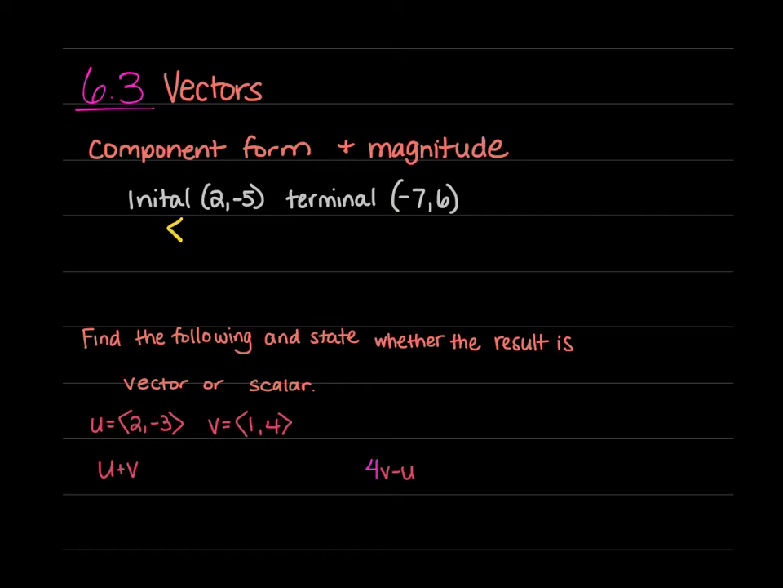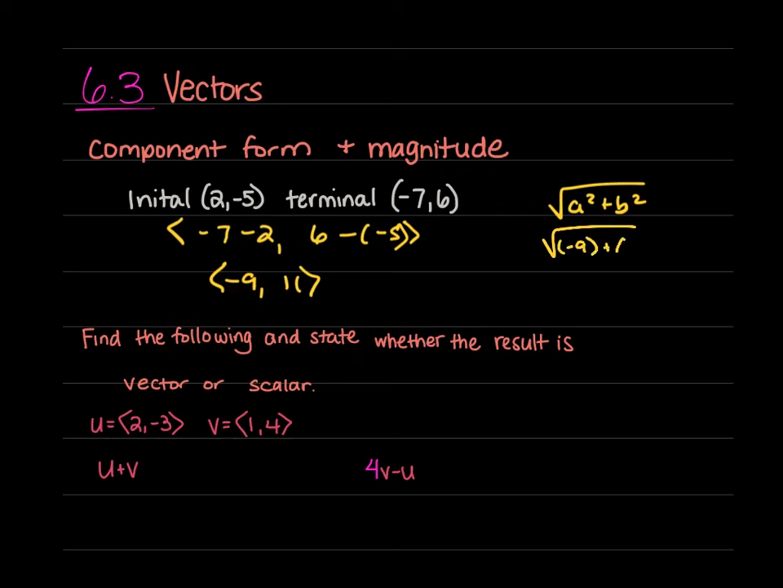This is where we do terminal minus initial, and then terminal minus initial. And I would get -9, 11. And the magnitude, square root of a squared plus b squared, or the distance formula. In this case, it would be square root of -9 squared plus 11 squared, 81 plus 121. 202, and then I see if I can break that down, that would be 1, and that stops there. So these will be kept exact. You will not round those. Let's put a square on it.